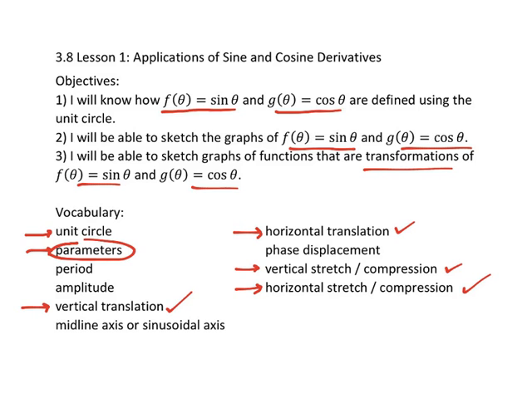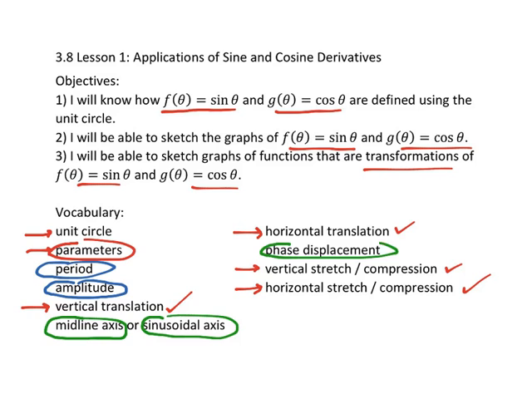So for the parent functions, we want to note something called the period of the sine function or the cosine function, as well as the amplitude of the parent sine and cosine functions. When we talk about vertical translations, we'll be using the vocabulary midline axis or sinusoidal axis. When we talk about a horizontal translation, we will be using the vocabulary phase displacement.